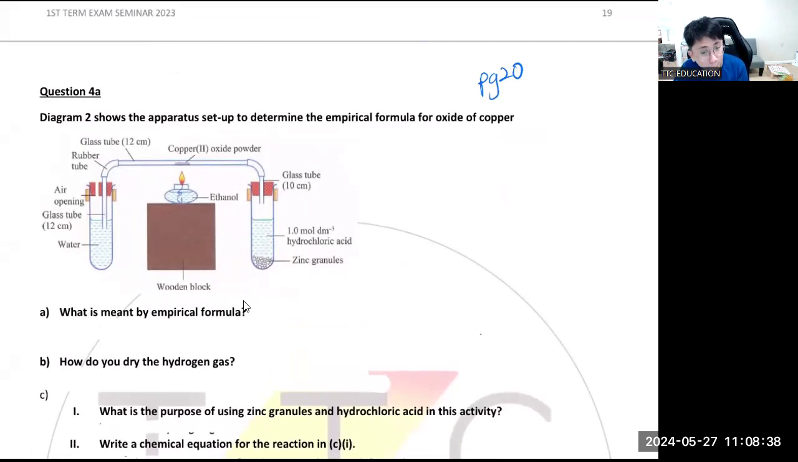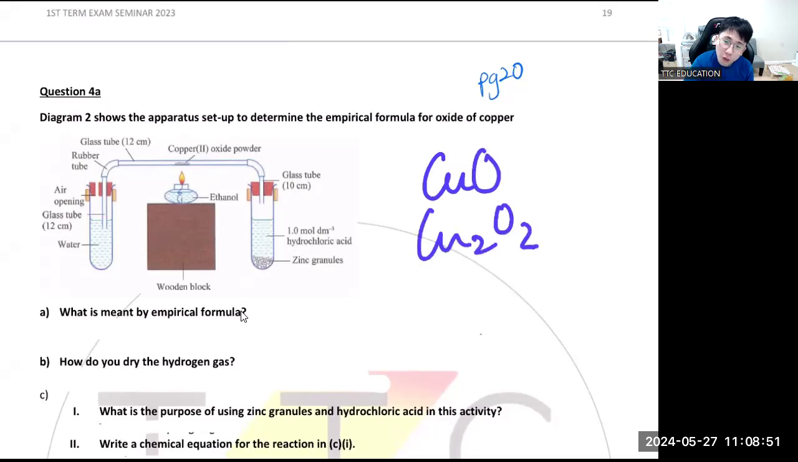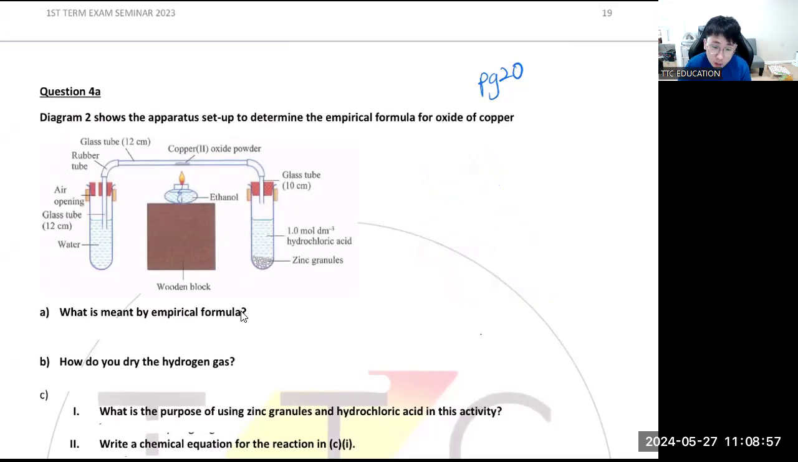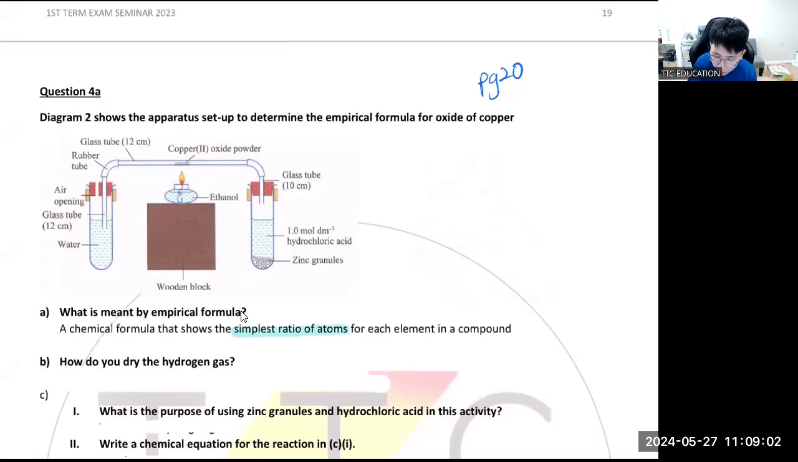Okay, so what is meant by empirical formula? So guys, as we mentioned, empirical formula is the simplest ratio. Like you see, copper oxide is CuO. Why not Cu2O2? Why not Cu3O3? Correct. So everything is actually in the simplest version. So we say that it shows the simplest ratio of atoms for each element in a compound. All the highlighted words, guys, must be included in your exam. Okay, you cannot say, teacher, can I just stop at simplest ratio of atom? Then I full stop? No, must say for each element in a compound.